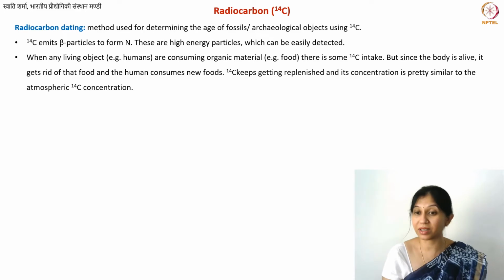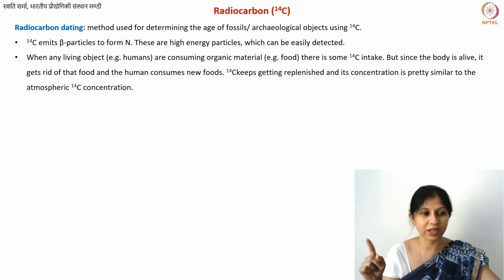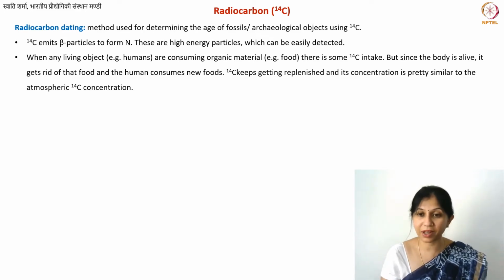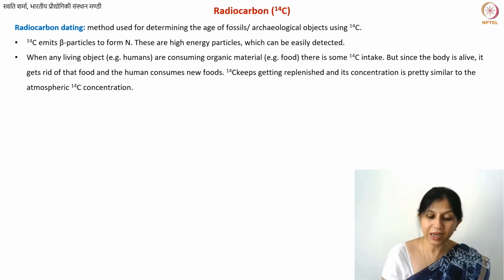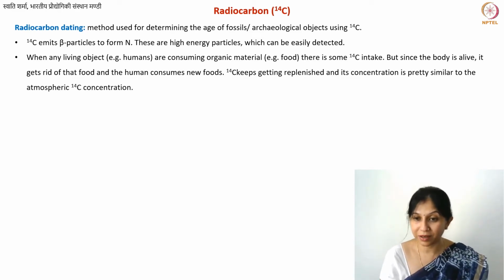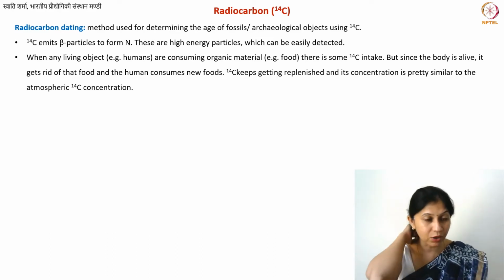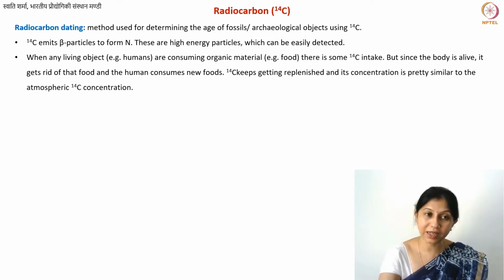This is how these beta particles, because of their energy, can travel long distances without deviating from their path or without getting damaged. This means that if I want to detect them and I use a detector, they will reach the detector with very high efficiency. Basically, it is easier to measure carbon-14 compared to other elements. So that is how we use carbon-14 for radiocarbon dating.